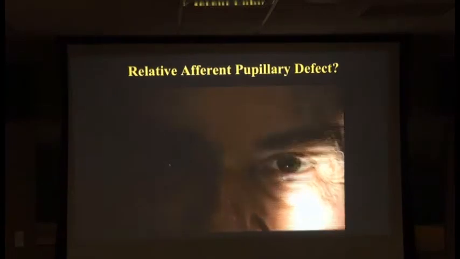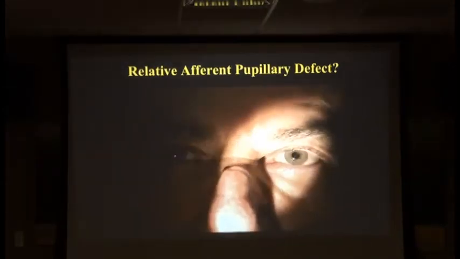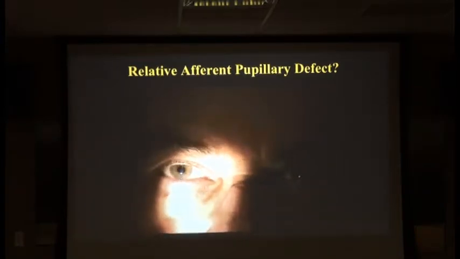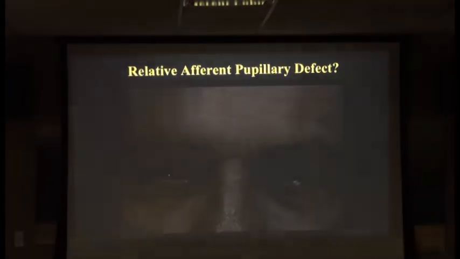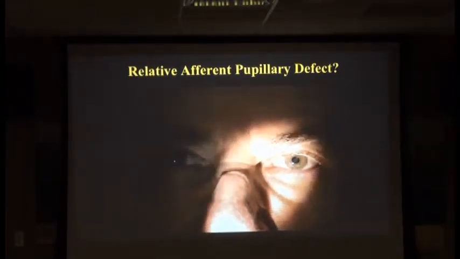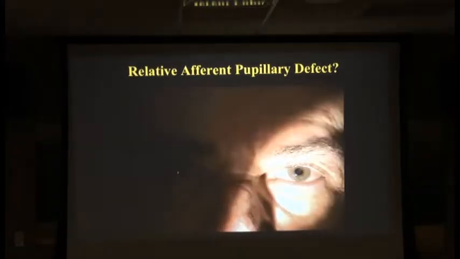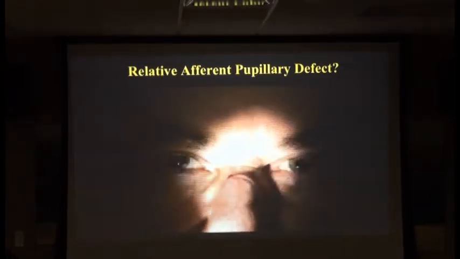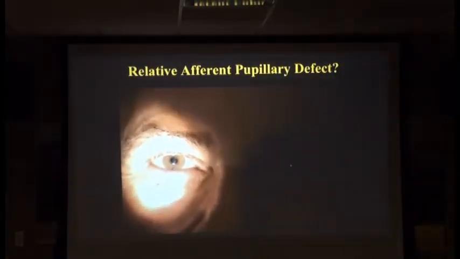Okay, here's another one. Think about it. Don't yell out your answers. So this one's a tough one, I think, too, because when I look at it, initially, I have an impression, and the more times I swing the light, the less certain I am. So how many people think there's no relative afferent pupillary defect? Okay, how many people think there's a right relative afferent pupillary defect? Left relative afferent. Okay, so I would agree with you.